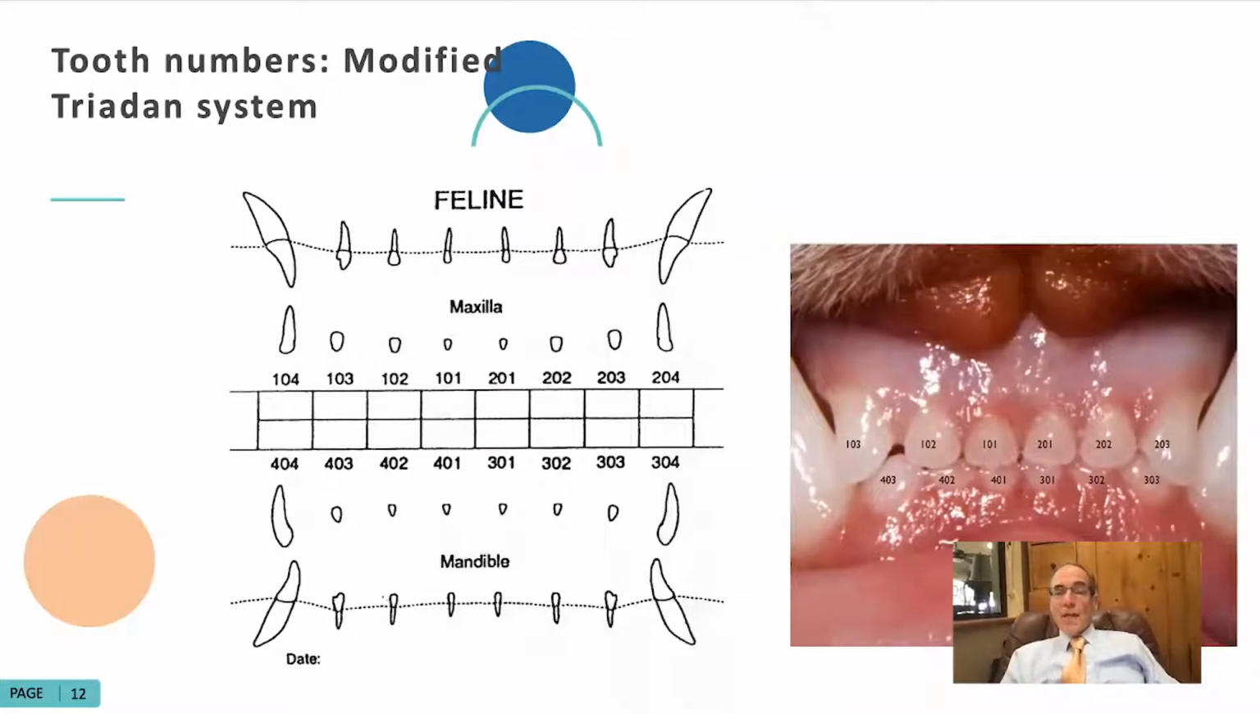Tooth numbering is something that is becoming more common as time goes on. And the tooth numbering system is called the modified Triadan system.